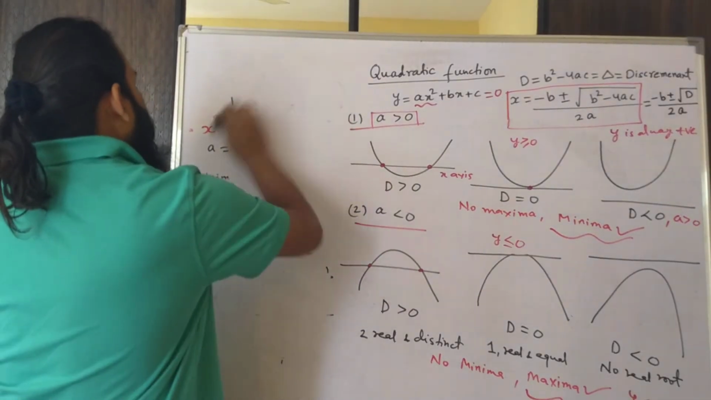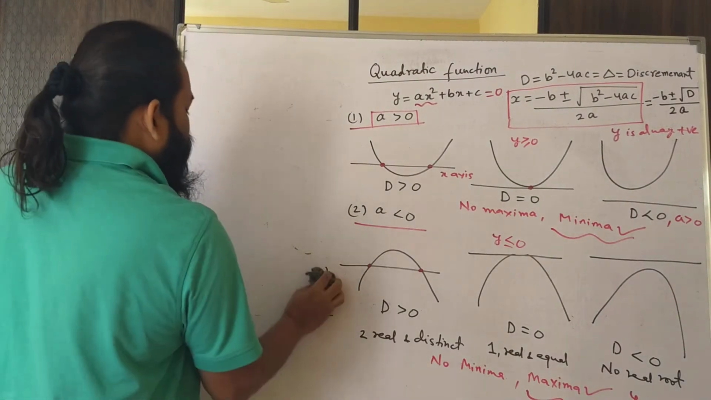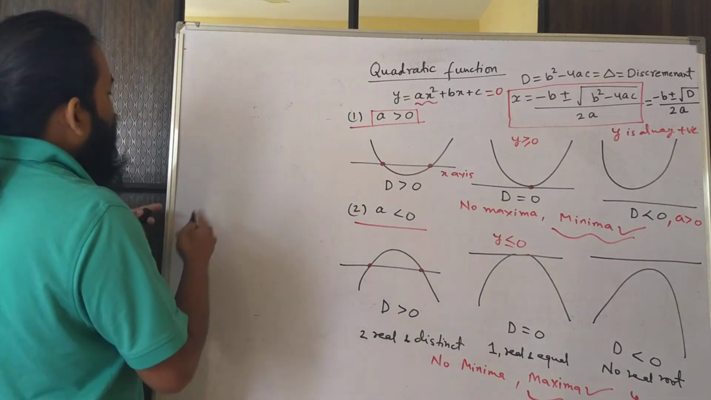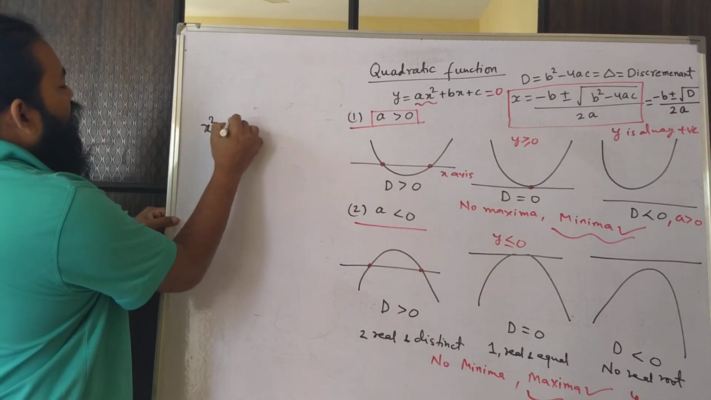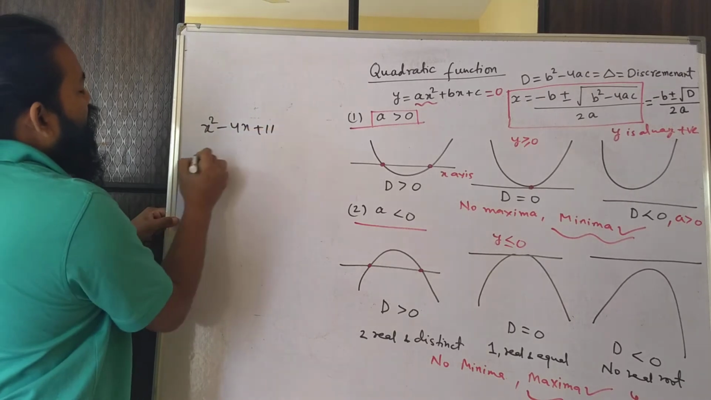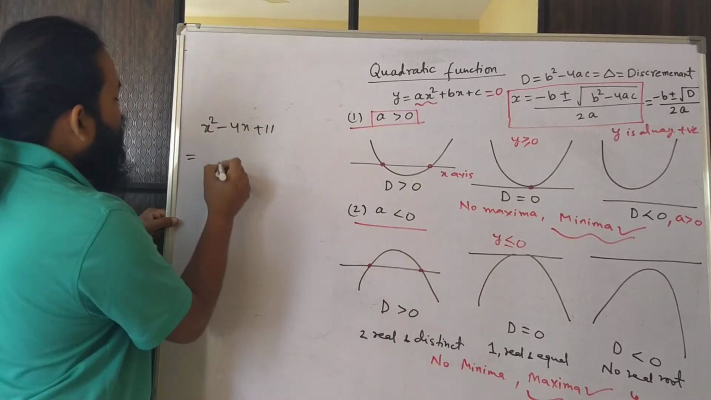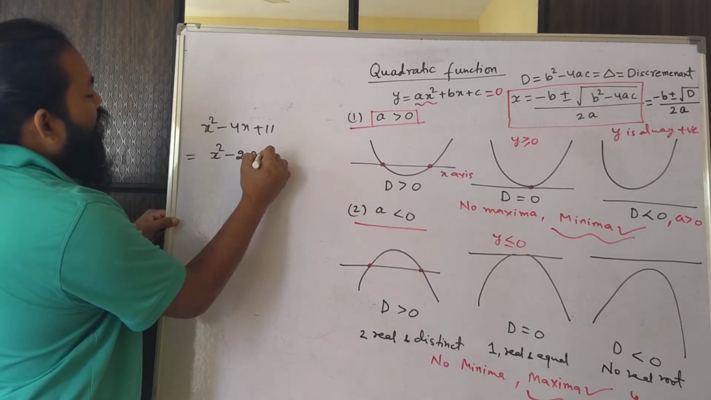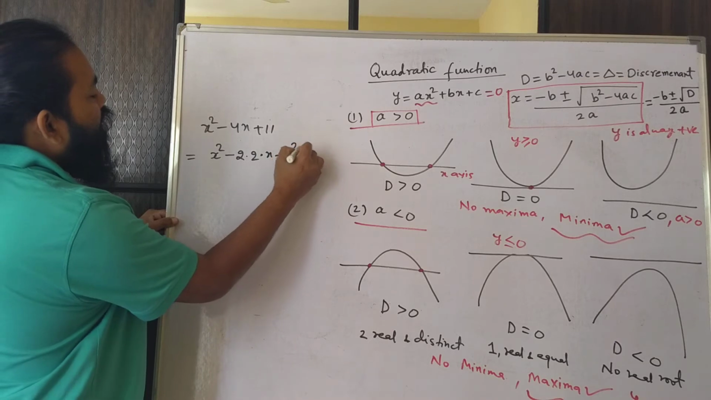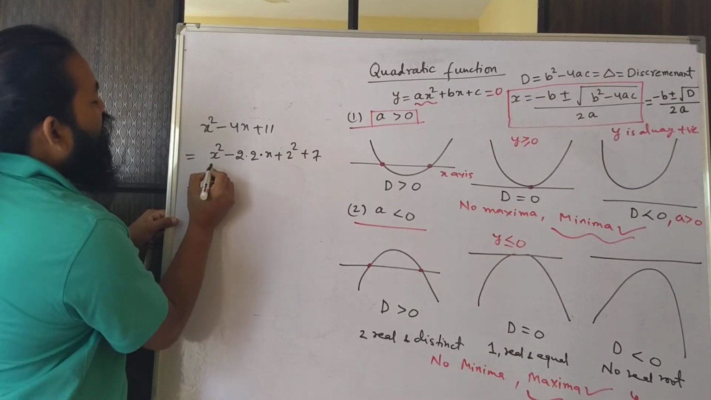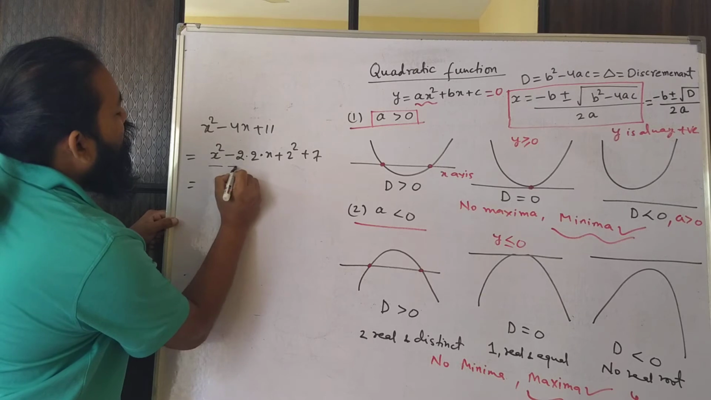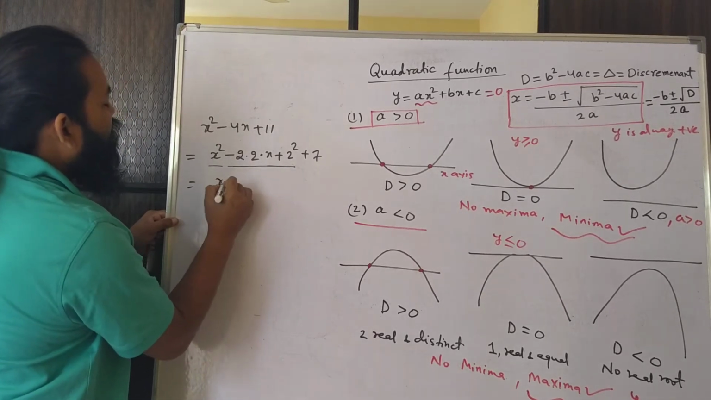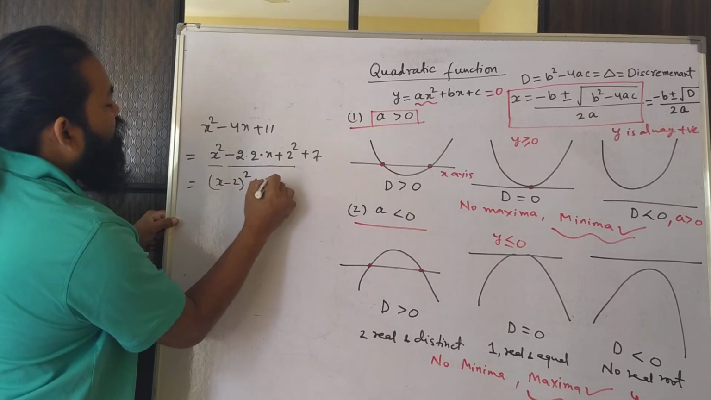So what we can do as another approach here is, the question is like this: x square minus 4x plus 11. So I can complete the square. I can simply say this is x square minus 2 into 2 into x plus 2 square plus 7. So if you see, this is like a square minus 2ab plus b square. So this is like x minus 2 whole square plus 7.